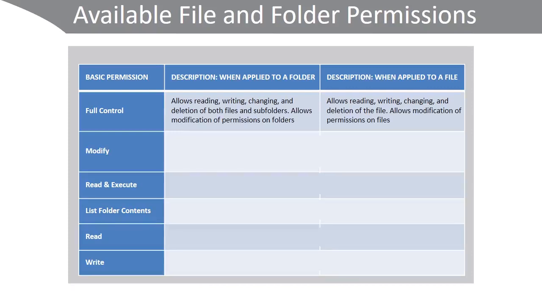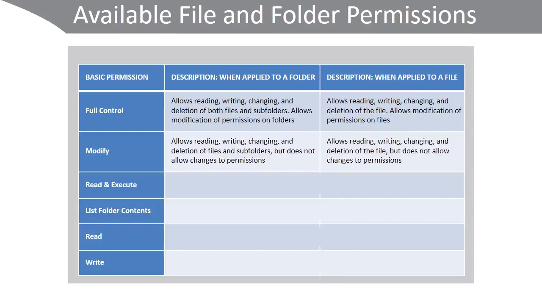Full control, when applied to a file, allows reading, writing, changing and deletion of the file, and allows modification of permissions on files. Now it's important to note that the significant difference between modify permissions and full control is the ability to take ownership and the ability to change permissions. Generally, you do not need to assign those two specific permissions to most users on most objects. So modify is probably the highest level of permissions you need generally to assign to data folders.